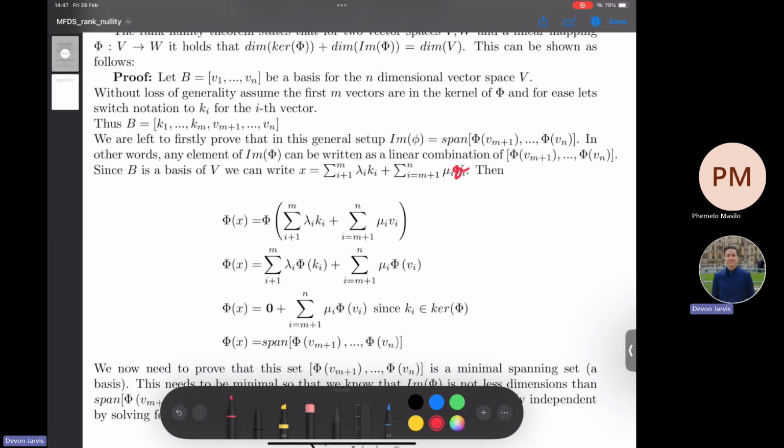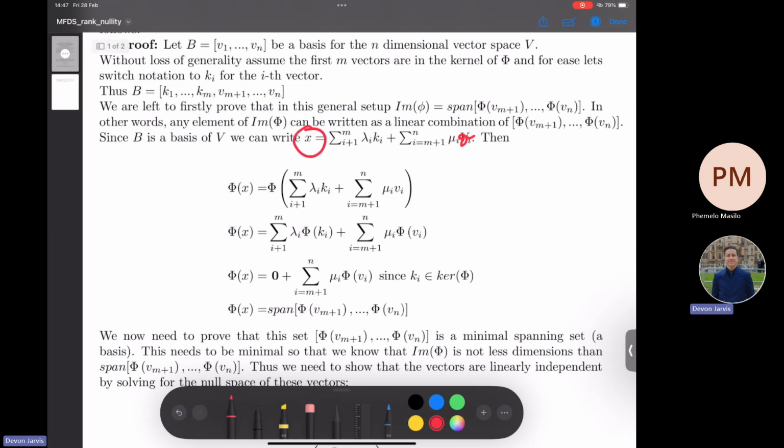Okay? As a result, for this vector in my original space V, if I apply my mapping to it, that's the same as me applying my mapping to that linear combination. All right? All I did was substitute in the definition of X down there.